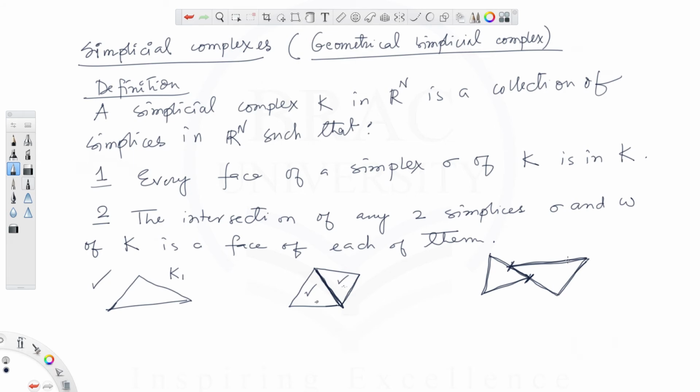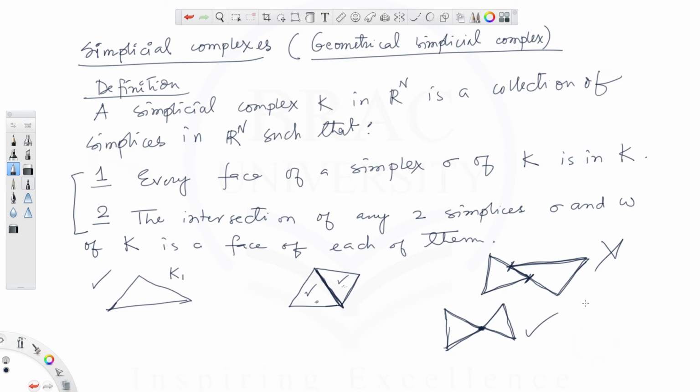Okay, so this is not a simplicial complex. Now we have two simplices, which intersect at a point, and this point is a face of this two-simplex, and this point is also a face of the other two-simplex, and hence both the properties are fulfilled and it is a valid simplicial complex.